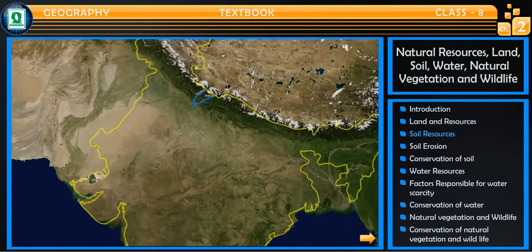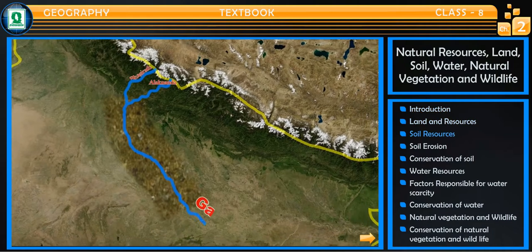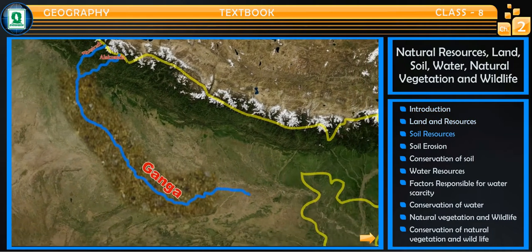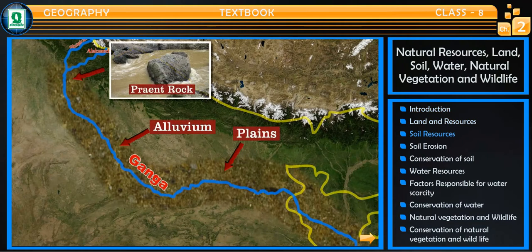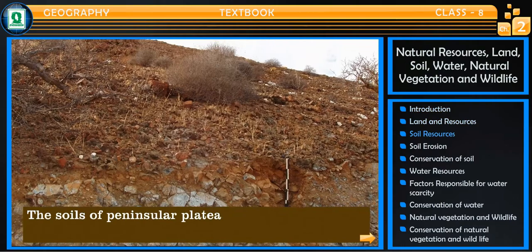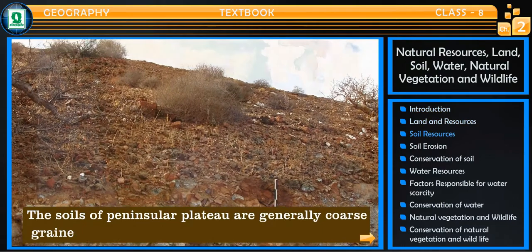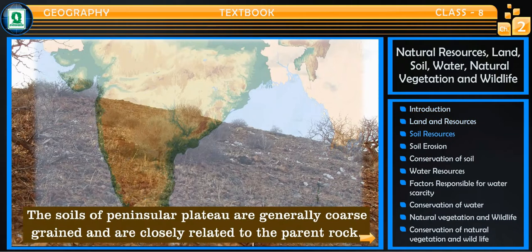For example, the soils of northern plains of India have been largely formed by river deposits. These are very fine particles of soil called alluvium, found in the plains, several kilometers away from their parent rocks. On the other hand, the soils of peninsular plateau are generally coarse-grained and are closely related to the parent rock.